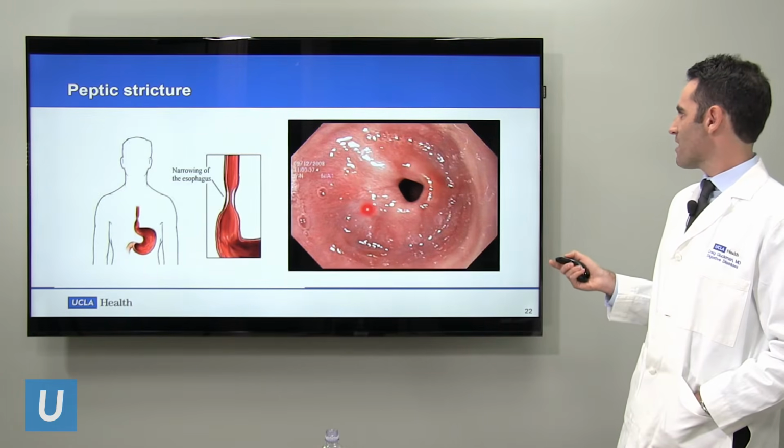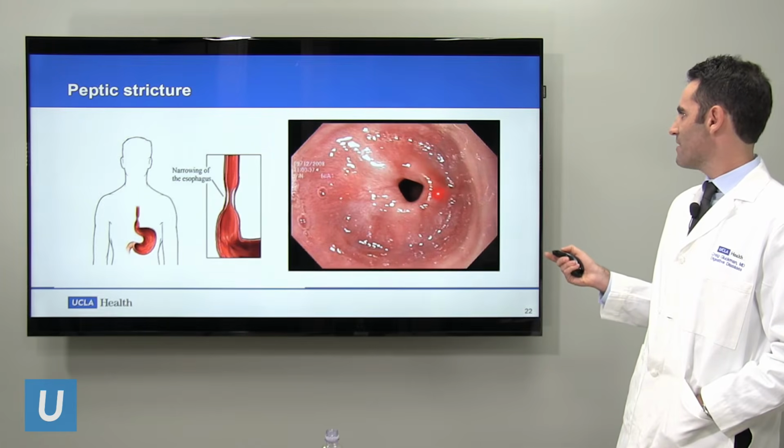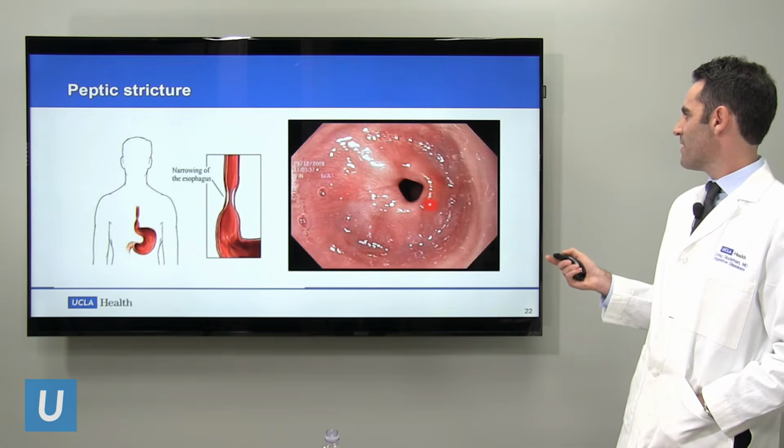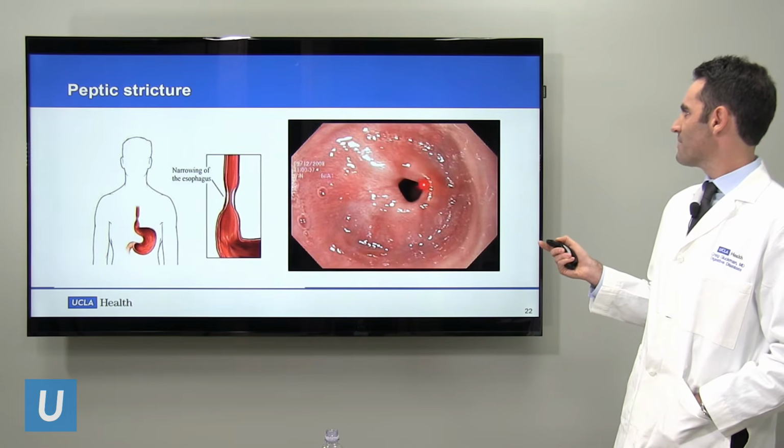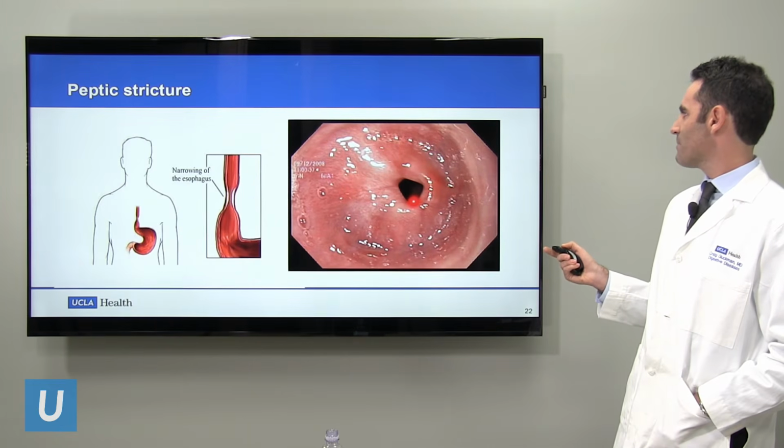So this is an upper endoscopy of a patient with a peptic stricture, and you can see how narrow this esophagus is. You could almost imagine that if a patient were to have some chicken or meat or a sandwich, it may really get stuck at this point, but liquids would probably be able to flow down easily with no problem.